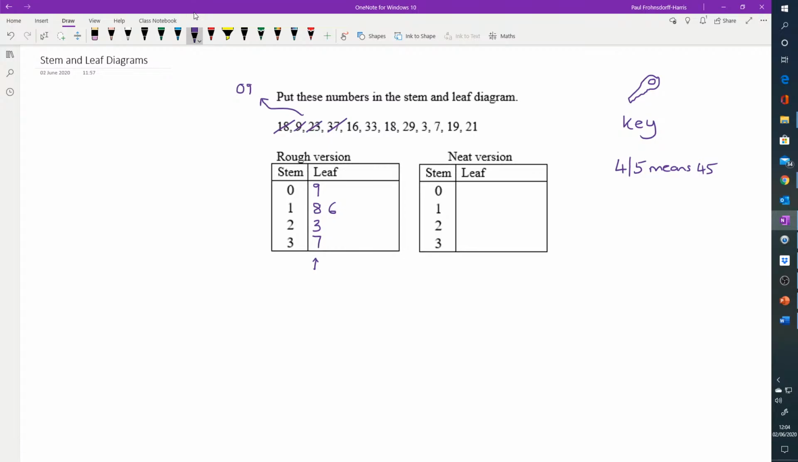We've left a small space, so when we go to do 33, that's going to be underlined underneath the 6. They will be lined up as well. We do not cramp them together. They must be lined up neatly in line with each other. 18, 29, 03, not just 3, 07, 19, that starts its own column, and 21. We now have all the numbers drawn in our rough version.